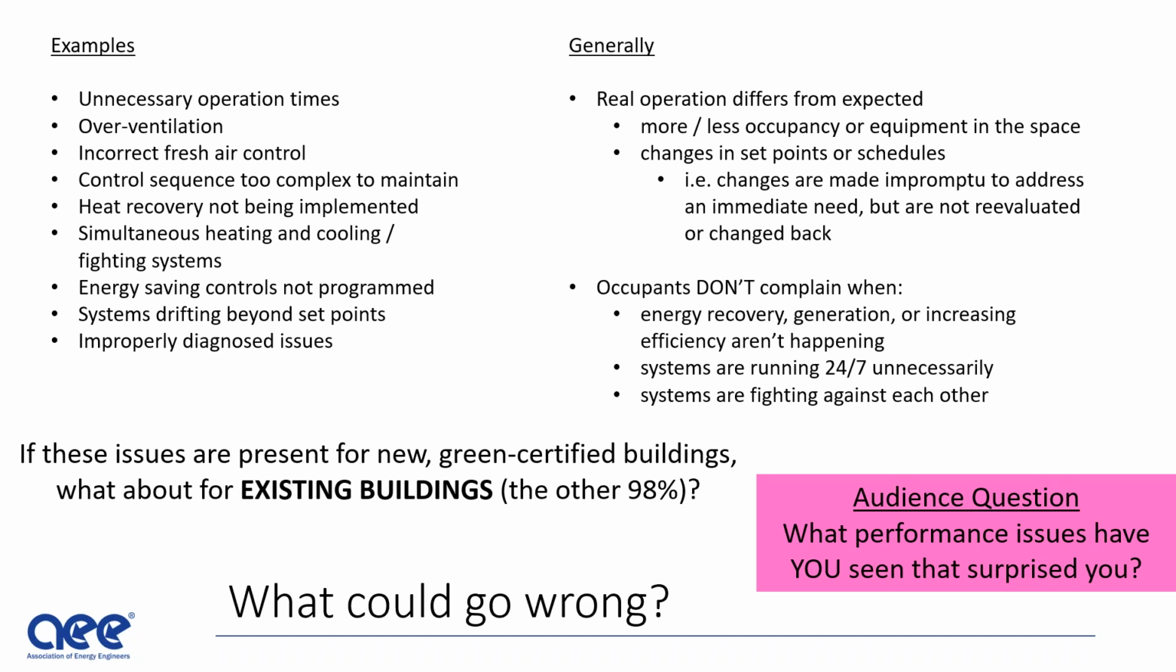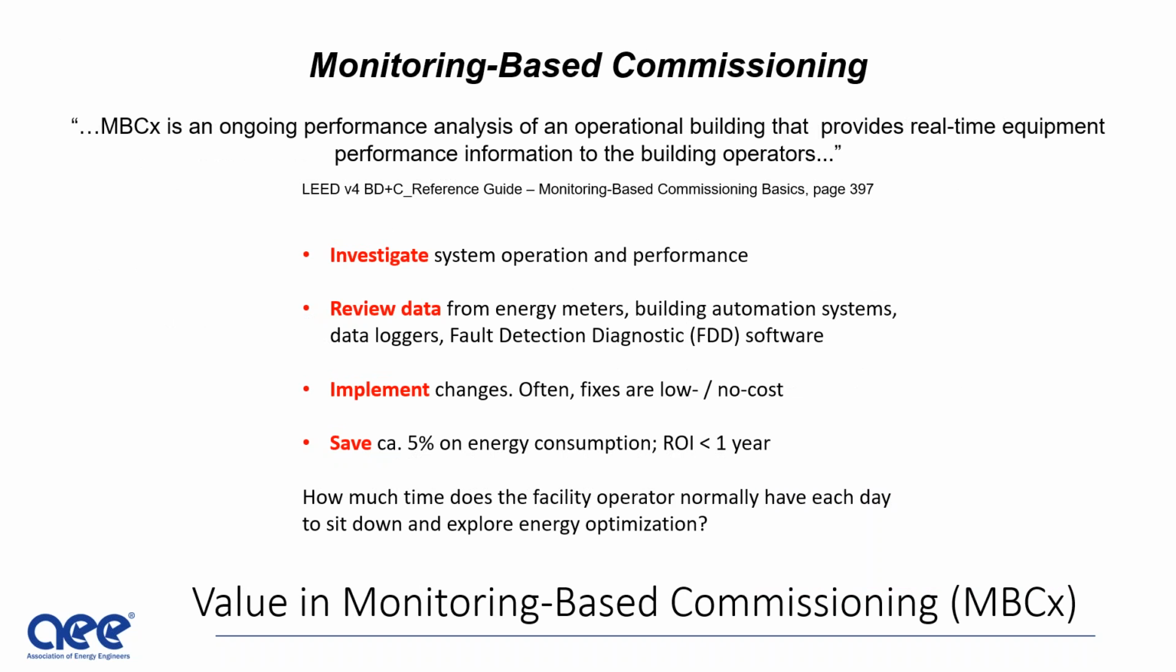So with all the things that could go wrong or issues that can come up in a building, what do we do? How do we avoid these issues? And that's where monitoring-based commissioning comes in, or ongoing commissioning. First off, monitoring-based commissioning, or analyzing or reviewing data, is not the only way to save energy. Like I said before, there's always multiple ways to get from A to B. But I'd like to point out that this is a good way.